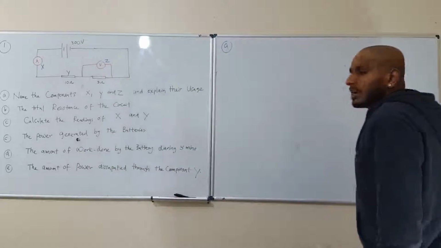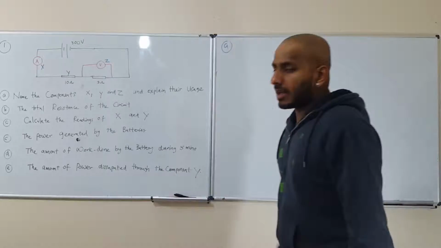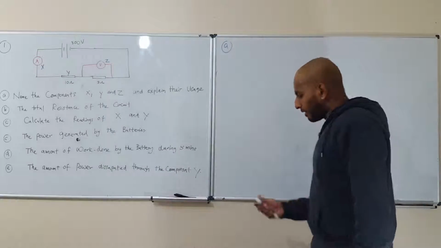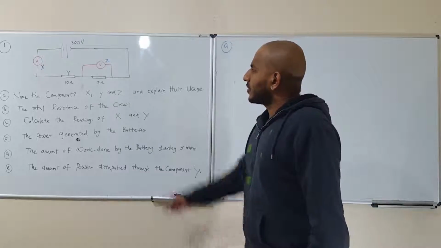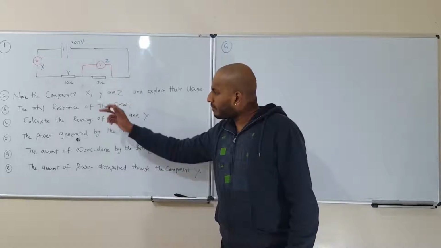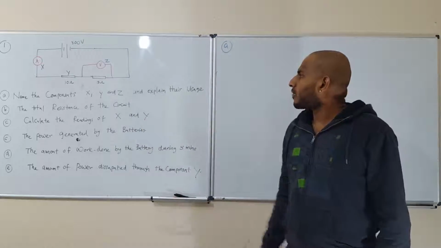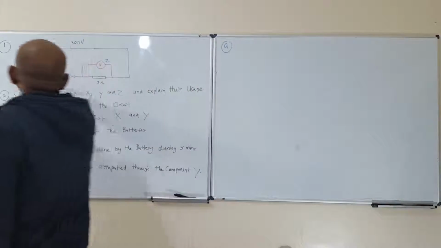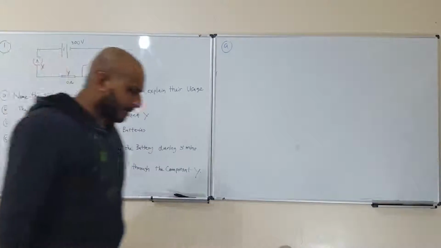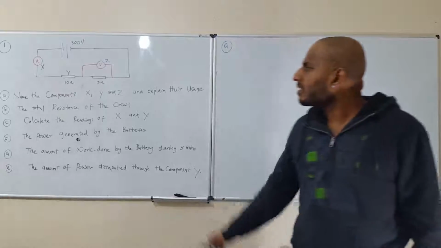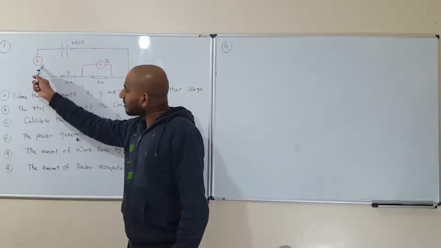So you can try this question if you want before I answer these things, and you can just check the answers with me. Right, so let's see what they're talking about. They say, name the components X, Y, and Z and explain their usage. So X is here, that's Y, that's Z. So they want us to basically name them.